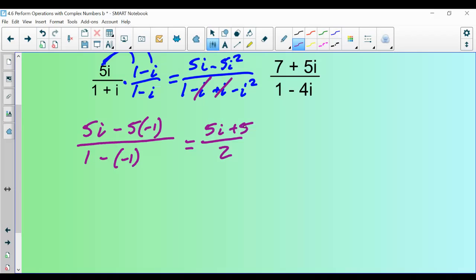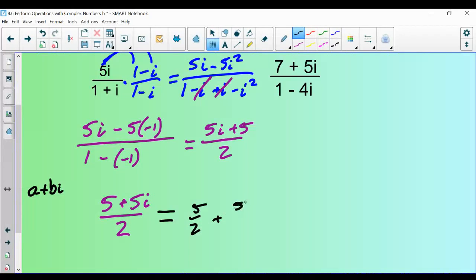We want the number without an i in front. So it looks like 5 plus 5i over 2. And actually, I don't even love this answer. Because remember what I told you about imaginary numbers. They're written like a plus bi. So just divide both by 2. This would be 5 halves plus 5 halves i. Final answer.